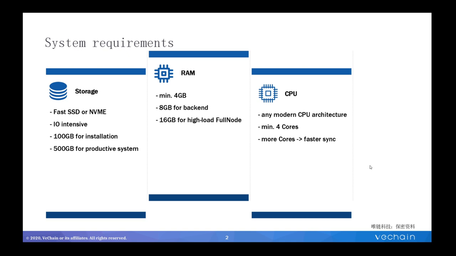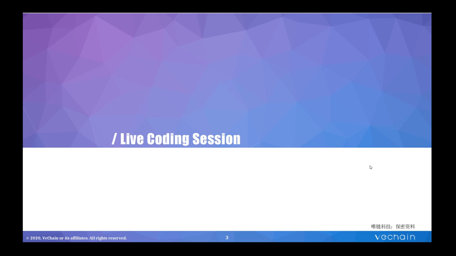As for the CPU, you can run it on any modern CPU architecture. You should have 4 cores on your system, and the more cores you have, the faster the initial sync will be. After the initial sync, the cores are not that important for the VeChain node itself. So after this, we're going straight to the live coding part of the session.